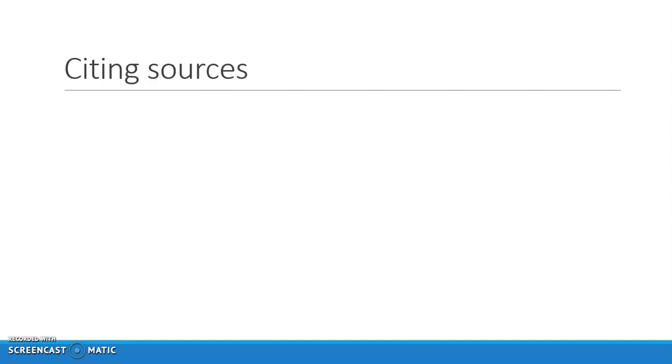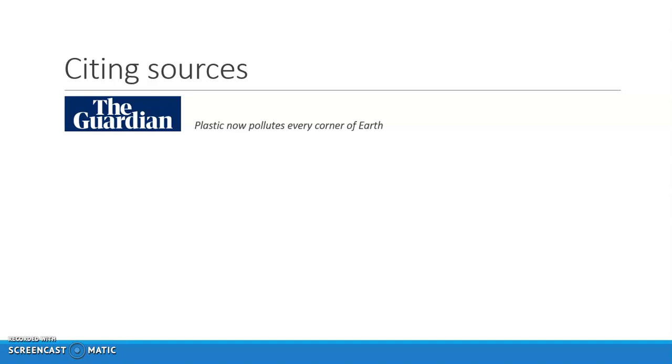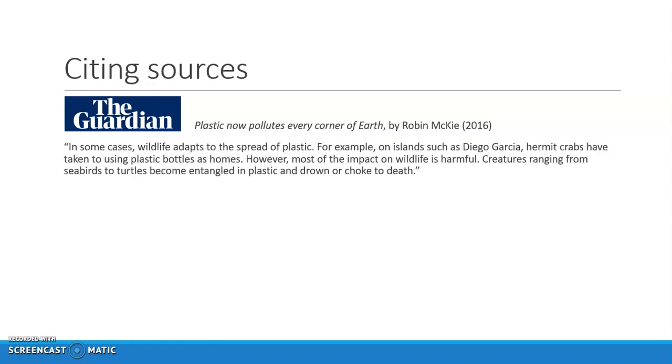So to explain what I mean, let's use an example. Let's say you're writing about environmental issues, and in the online newspaper The Guardian, you come across an article about plastic in the ocean. The article is titled Plastic Now Pollutes Every Corner of the Earth, and it was written by Robin McKee and was published in 2016. And one part of this article goes like this.